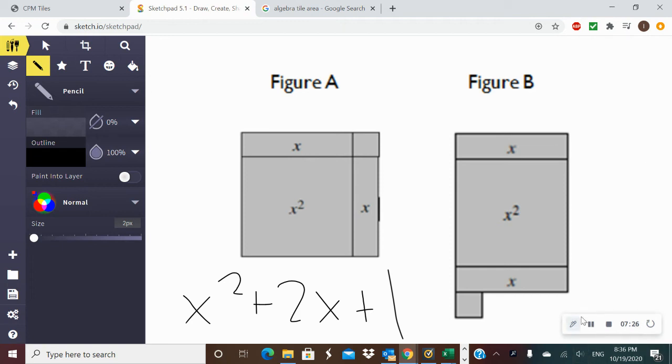Sorry, guys. I know my mic cut out a little bit there. Anyway, guys, so do figure B. Pause the video and unpause it when you are done to see the answer.